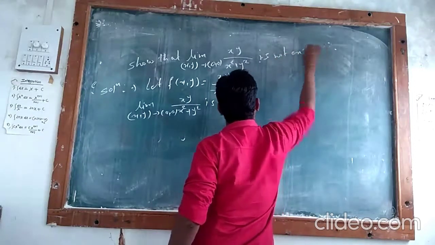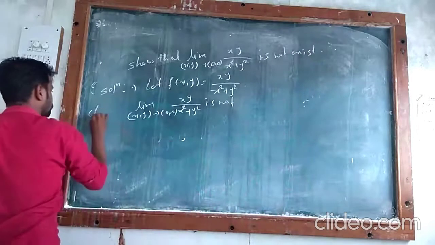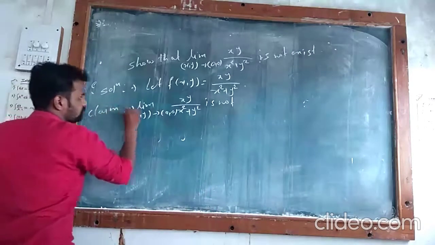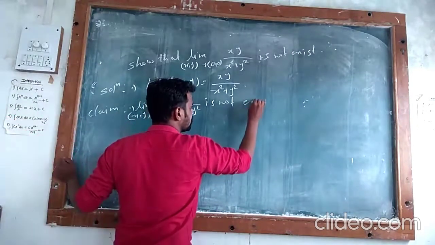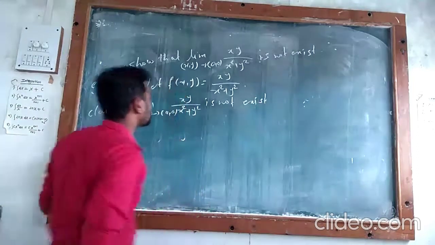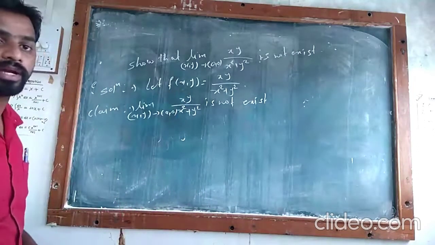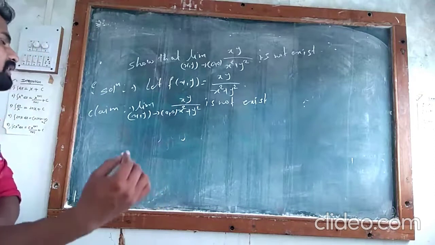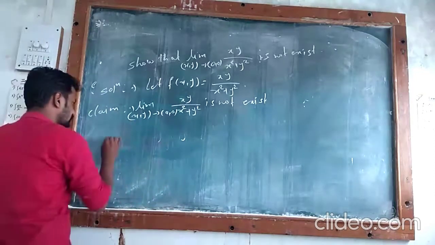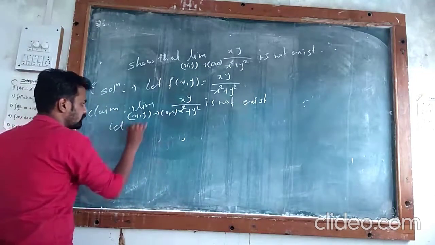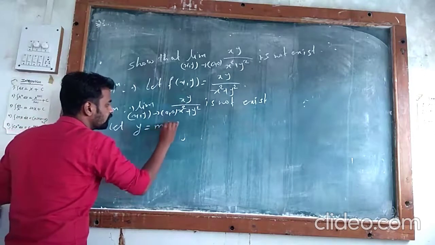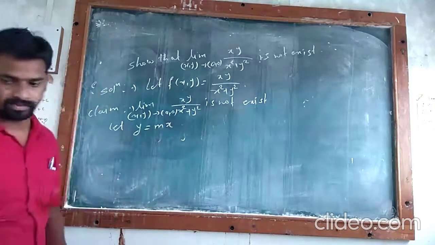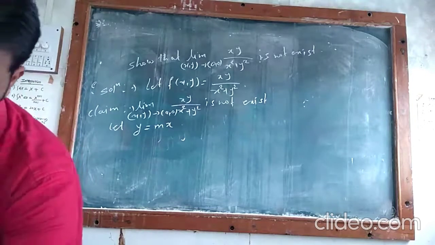You have to show that the limit does not exist. That is, you have to show that this has more than one limit. So let us take a path y is equal to mx.